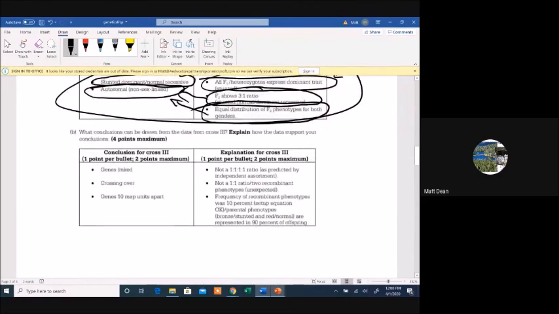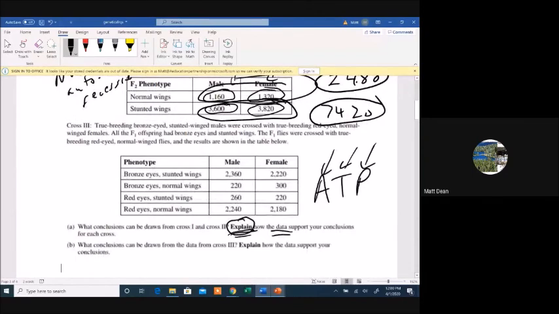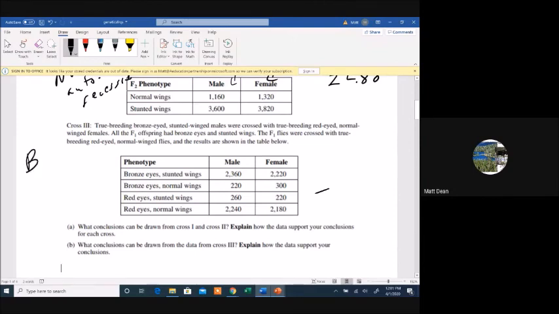All right, so the last part of this is what conclusions can be drawn from cross 3. Let's scroll down and look at cross 3. So we've got true breeding, bronze-eyed, stunted-winged males crossed with true breeding, red-eyed, normal-winged females. So let's think about what that means, first of all. We know that bronze is a dominant trait. We established that in cross 1.